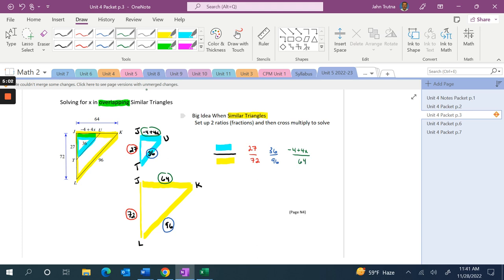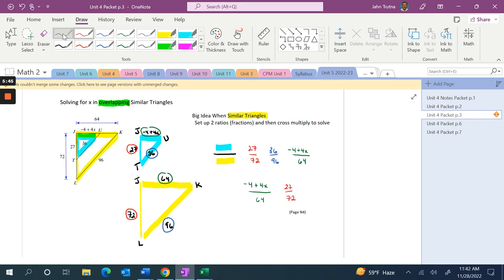Okay, now remember, the idea is when I have similar triangles and I want to find the value of x, let's say, a missing piece, I need to set up two ratios. Now, I have three ratios right here, and then I'm going to cross multiply. So what you want to do is out of these three ratios, you're going to pick two of them. Now, obviously, you want to pick the one that involves the unknown variable. So I'm going to pick the ratio negative 4 plus 4x over 64. And then the other ratio, I'm going to pick either one, red or blue. It doesn't really matter which one. I'll go with red. So I'll pick the 27 over 72 for no particular reason at all.